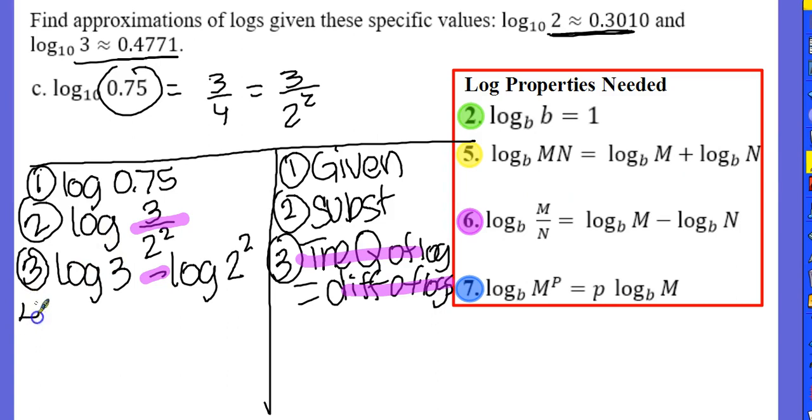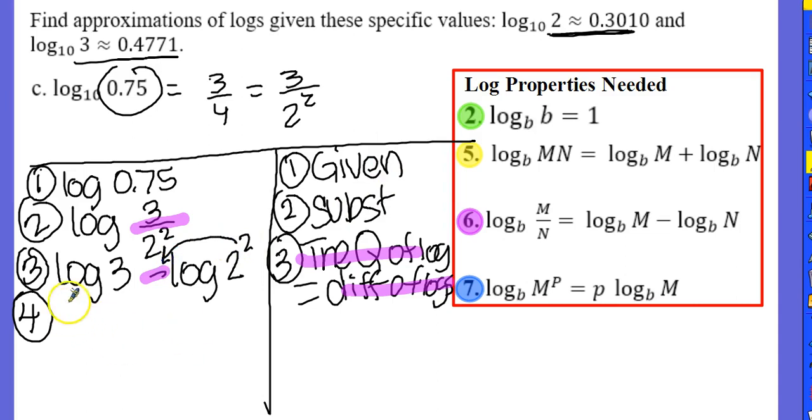Now, I'm getting to a point where I'm feeling pretty comfortable. I'm going to be able to find the answer to this. I know the log of 3, but I don't know the log of 2 squared. And it's not 0.301 squared. It's not. So what do I have to do?